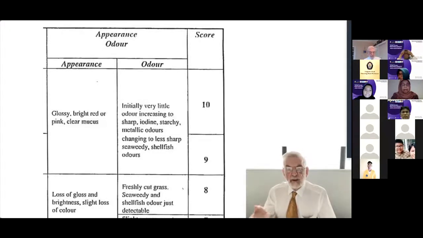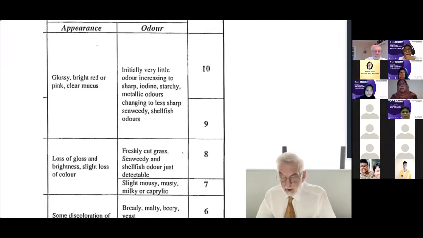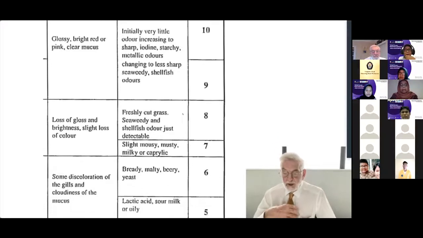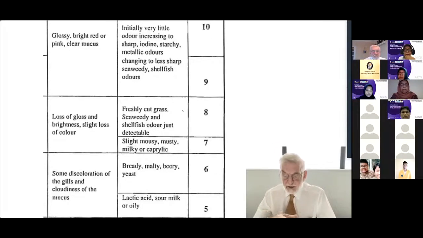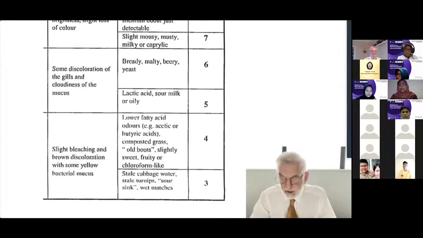You'll get some sort of seaweedy, shellfishy odours developing. Good quality ones, still slight loss of colour, and again seaweedy, shellfish odours. These are scores of 7 or 8. At 6 and 5, the quality is deteriorating, still acceptable. There'll be some mucus there becoming a bit cloudy, a bit more discoloration, and the aromas that they have described here are bready, beery, malty, and just before it goes off it is sour milk or lactic acid.